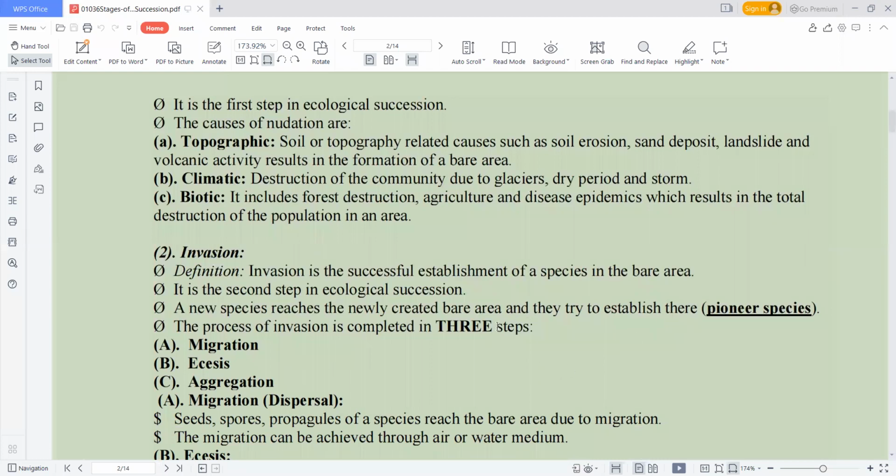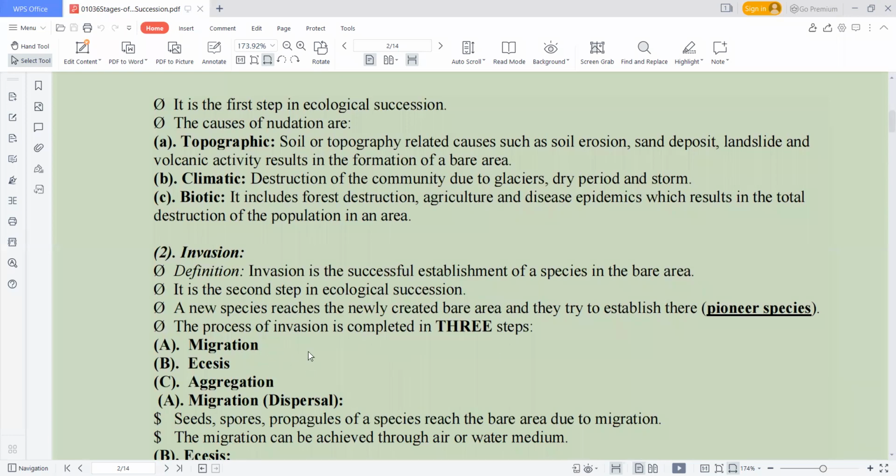So here the bare area is there. There are no organisms in that area. The new species reaches this area, and they start germination and grow. So it is called the invasion. It is the pioneer species. The process of invasion is completed in 3 steps. For the successful establishment of the species in a bare area, it includes 3 steps.